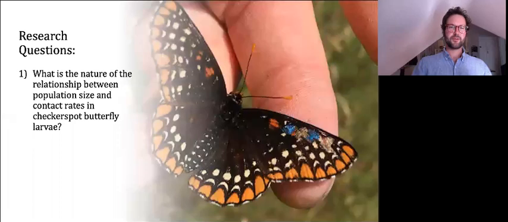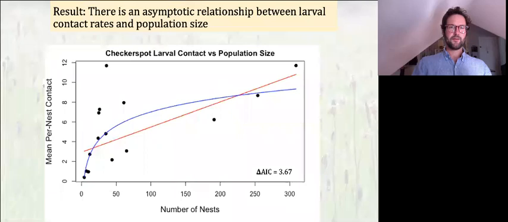So just to review the research questions, what is the nature of the relationship between population size and contact rates in checkerspot butterfly larvae? Here, you can see that if you plot the number of nests, which is a proxy for population size, on the x-axis, and then the mean per nest contact, we end up with an asymptotic relationship between contact rates and population size. Many of the smaller populations actually had an estimated high level of contact, and that increases with population size to a certain extent, but not in a linear fashion.